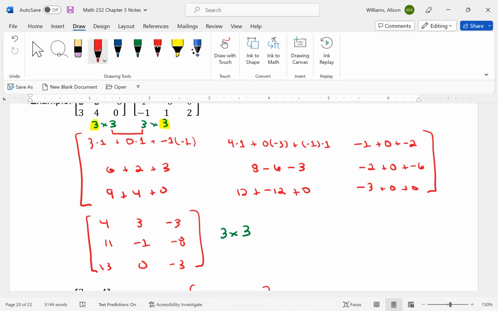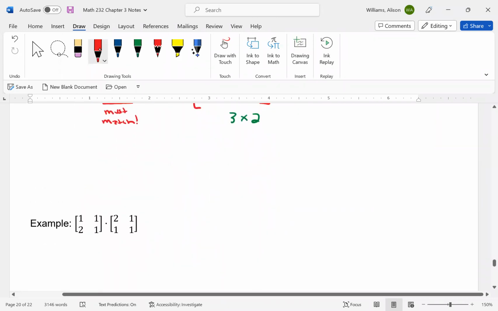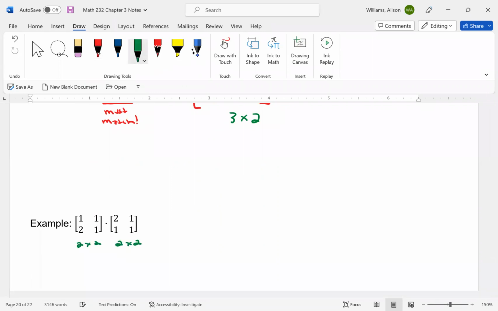All right, let's do this again. This time we have a 2 by 2 and a 2 by 2, which is going to work because the inner two match, and we're going to get a 2 by 2 result. So let's do the multiplying. If you want to pause the video and try it yourself, I'd encourage you to do that to get some practice in. Okay, so 1 times 2 plus 1 times 1 is going to be 3. Then 1 times 1 is 1, plus 1 is 2. Then 2 times 2 is 4, plus 1 is 5. And then 2 times 1 is 2, plus 1, which is 3 again. So that's my answer. I got 3, 2, 5, 3. A 2 by 2 is my answer.